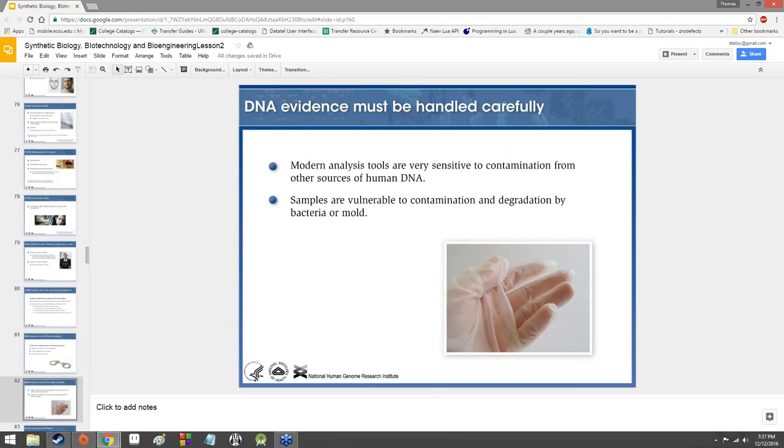DNA evidence must be handled carefully. Modern analysis tools are very sensitive to contamination from other sources of human DNA, and samples are vulnerable to contamination and degradation by bacteria or mold. So it can be very easy, if investigators aren't careful, to accidentally add DNA from other people, including themselves, into a sample, and basically contaminate the sample. And it's also possible for samples to just get destroyed by bacteria or mold.